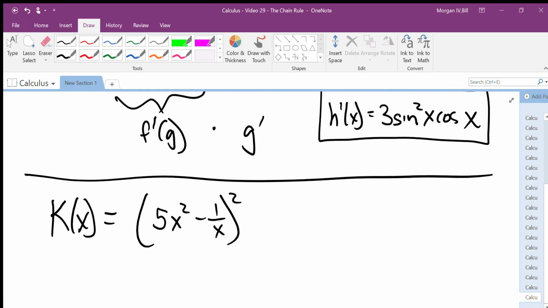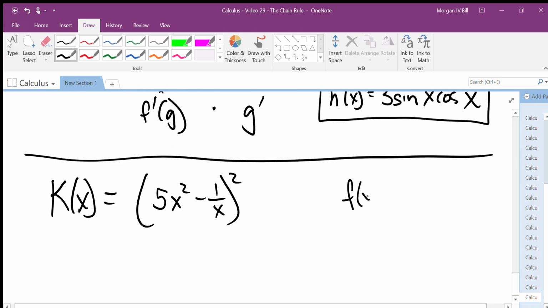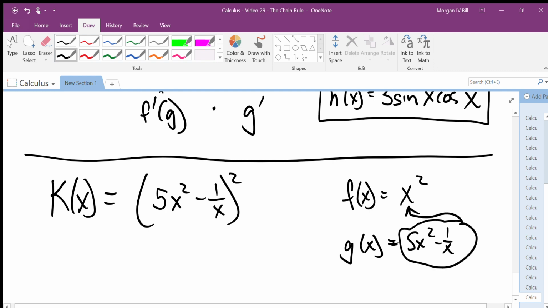Okay, if I'm looking at this, I'm looking at my outside function as something squared. My inside function is 5x squared minus 1 over x, because if I were to take this inside function and plug it in for all the x's, I would have my composition of functions. So my outside function is x squared.